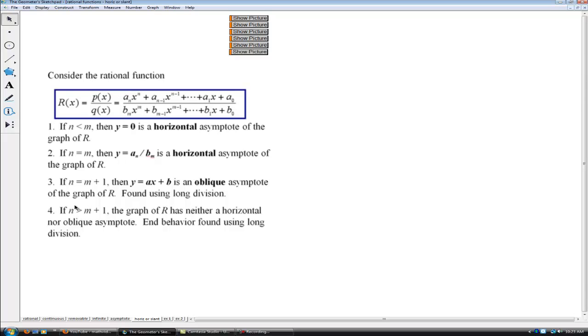Now if n is greater than m, there will be no horizontal, but there might be a slant asymptote. If the degree of the numerator is exactly one more than the degree of the denominator, that's when we know we'll have a slant asymptote, and we will find the equation of that slant asymptote by using long division, numerator divided by denominator, or by using synthetic division. Let's look at an example. We'll use these guidelines to help us determine what kind of asymptotes we have.